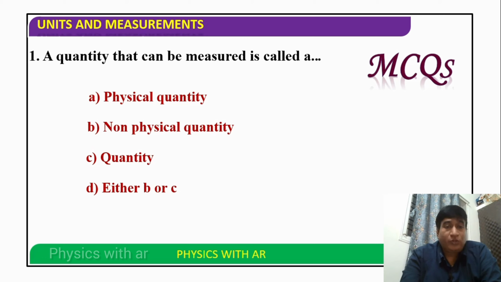A quantity that can be measured is called: physical quantity, non-physical quantity, either B or C. Physical quantity is one which is measurable. So the right option is option A.